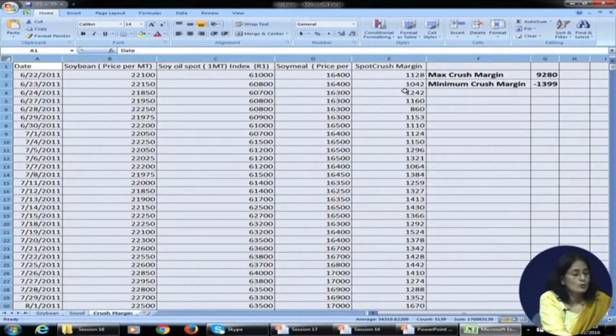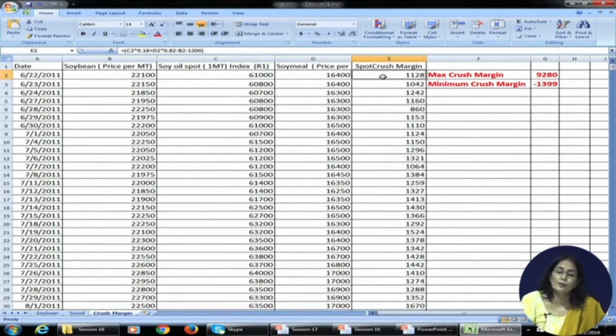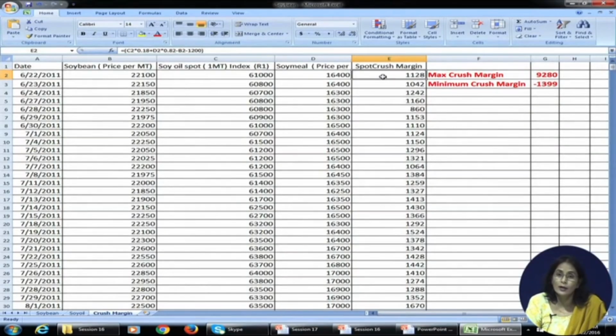And if you see the crush margin, a maximum positive crush margin, I want all of you to focus on these two data points. Maximum crush margin is 9,280 rupees to a minimum crush margin of negative 1399 or 1400 rupees. And for calculation of crush margin, I have not factored in any change in the crushing cost and refining cost. I have assumed around 1200 rupees per metric ton as the combined cost associated with crushing and refining of 1000 metric ton of soya bean. With this, you can see in actual reality how the crush margin has changed from a high of 9,280 to a negative value of 1,400.